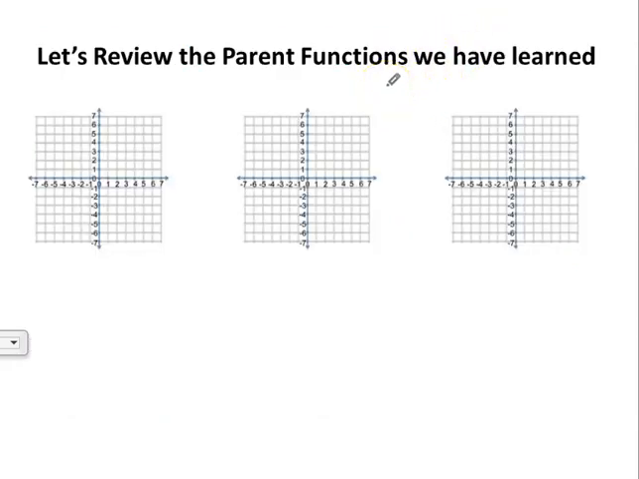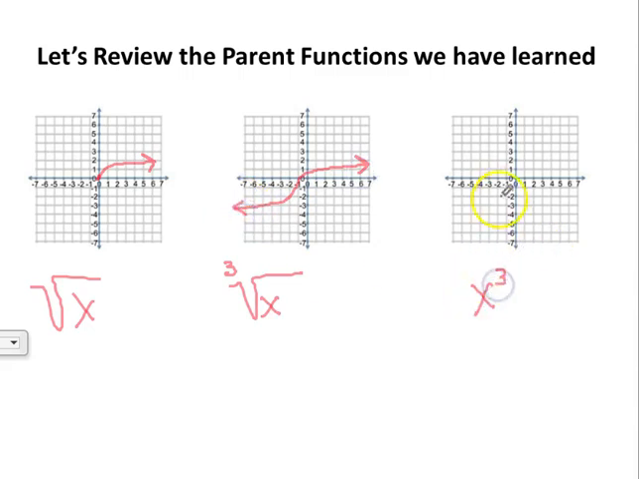But let's review the parent functions that we've learned so far. We started with just the square root function, and we know that that looks like this. It's got a starting and ending point. Then we learned about the cube root function, and we know that has this horizontal S shape. And then lastly, we learned the cubic function, which has more of a shape like that.